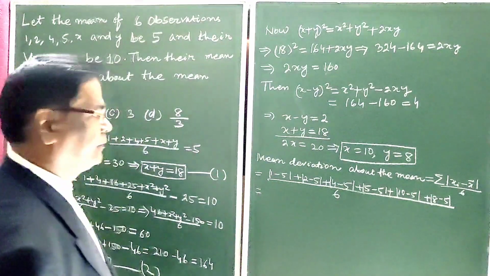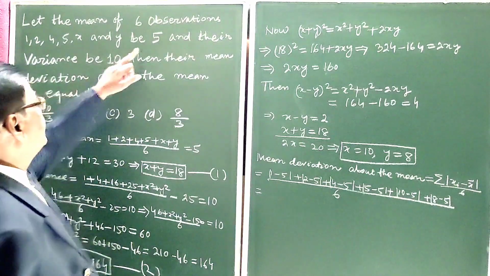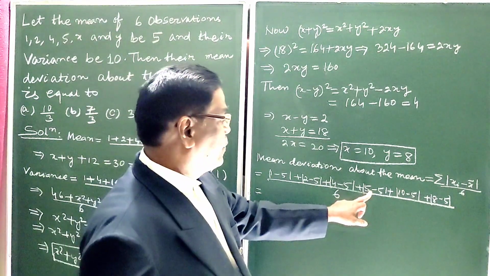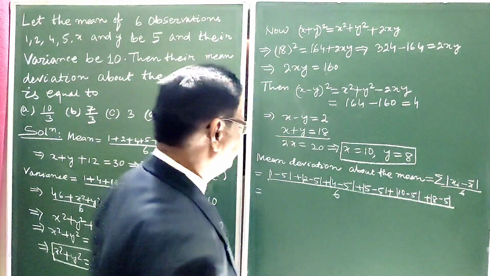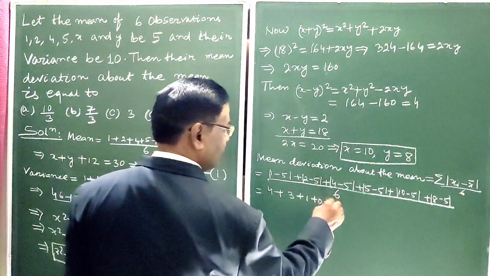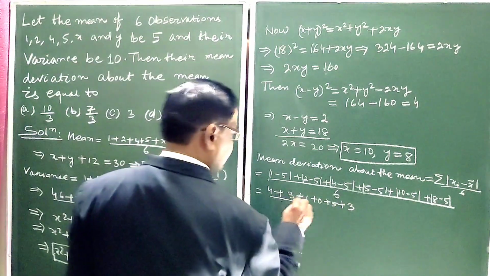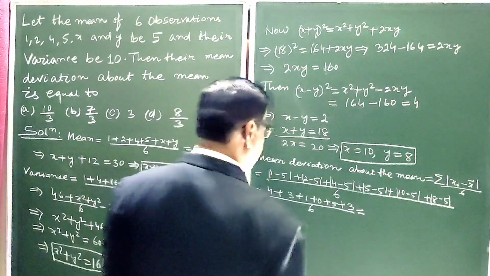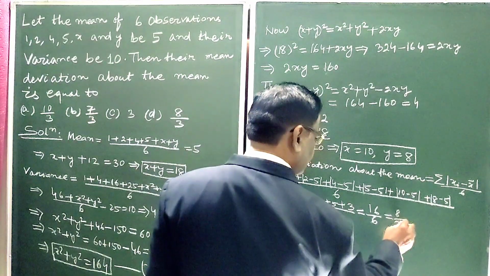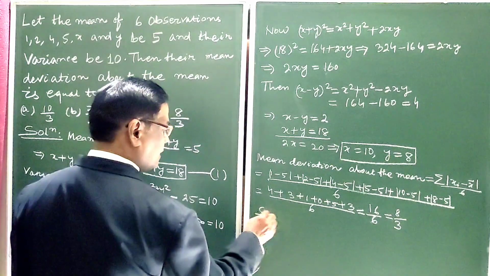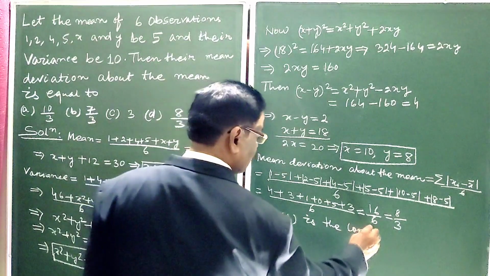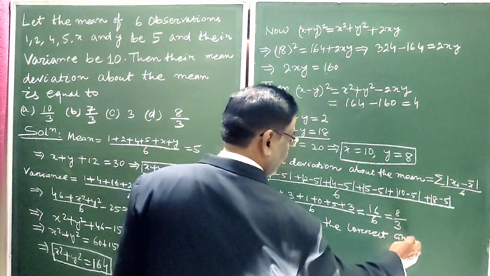Here x bar, the mean, is 5, and x1 is 1, x2 is 2, x3 is 4, x4 is 5, x5 is 10, x6 is 8. So this is 4 plus 3 plus 1 plus 0 plus 5 plus 3, divided by 6. This is 16 by 6, which is equal to 8 by 3. So option D is the correct answer.